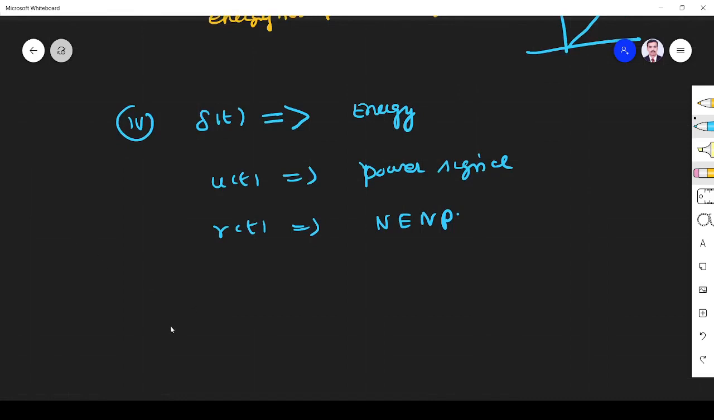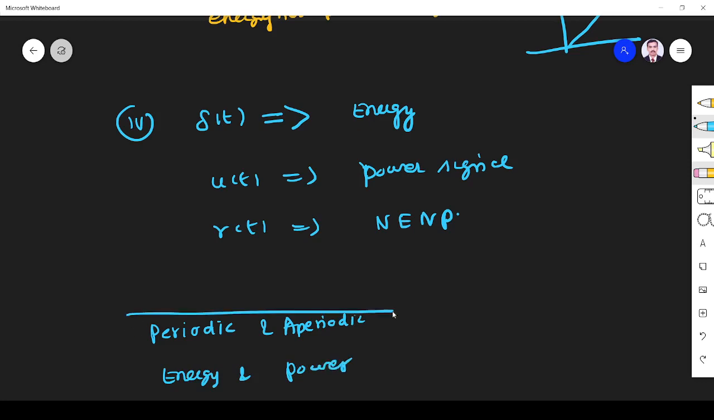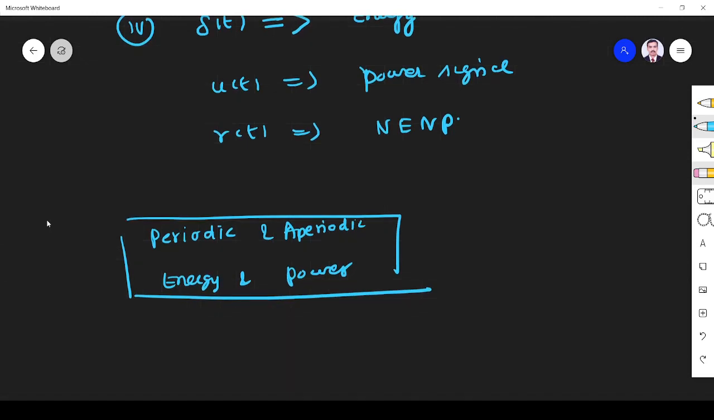So in the exam they may ask questions from periodic and aperiodic, very important, and energy and power. So these are the two areas they concentrate on mainly. So please be thorough on this, right? More shortcuts are available in my EC8451 signals and systems videos. In that playlist, you will get the detailed concepts and the shortcuts, right?